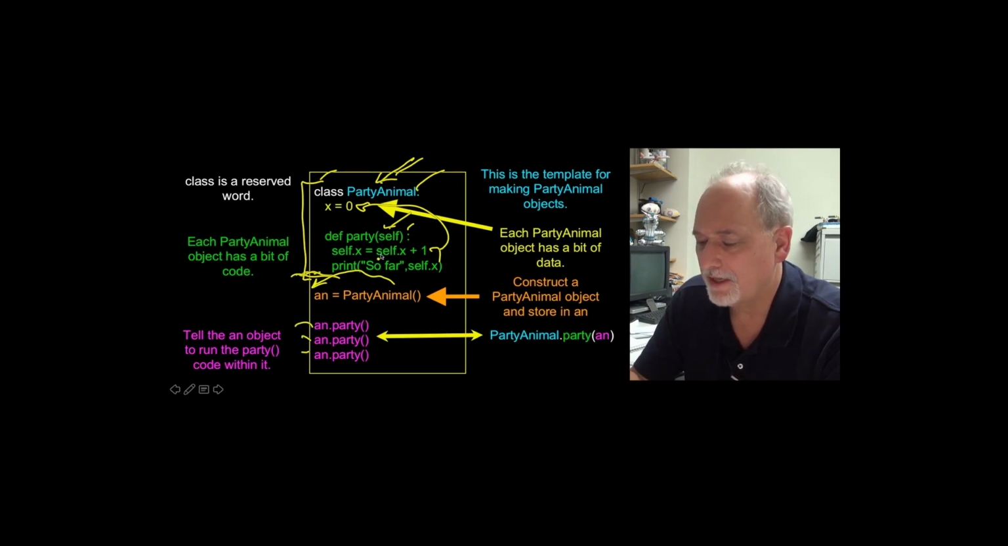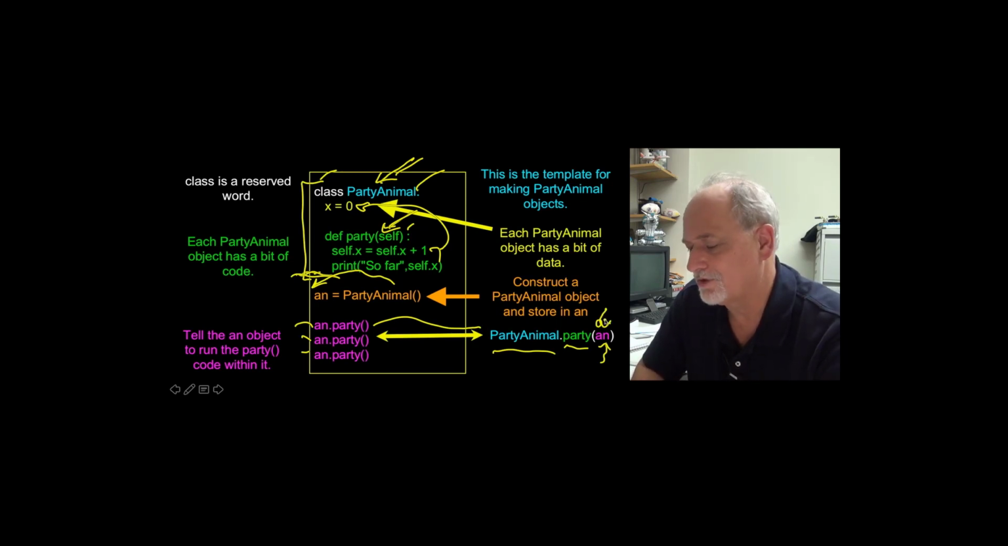Now this self thing, and we'll take a look at the self. The self ends up being an alias of an. And so you can look at this syntax as just kind of an equivalent of this syntax. It's calling the party method within the PartyAnimal class and passing the instance in as the first parameter.